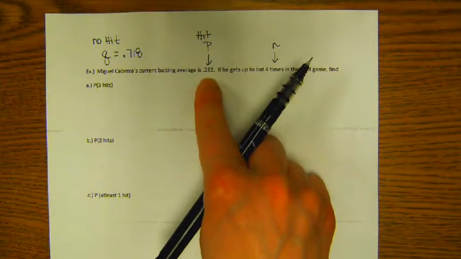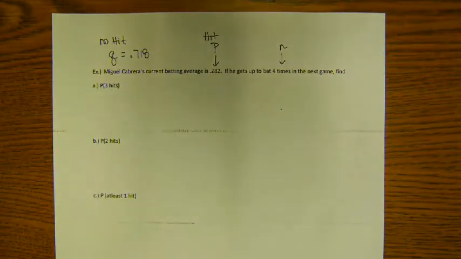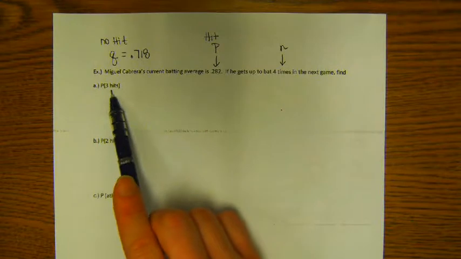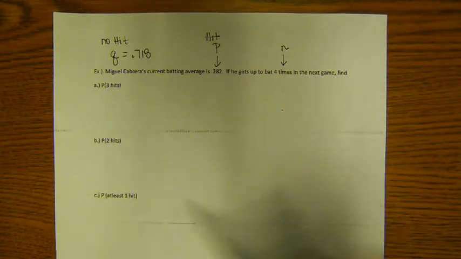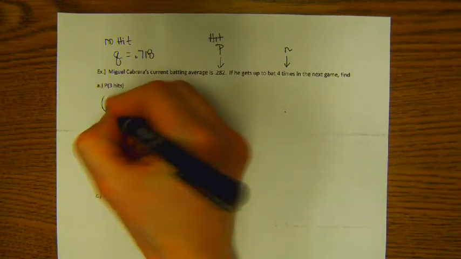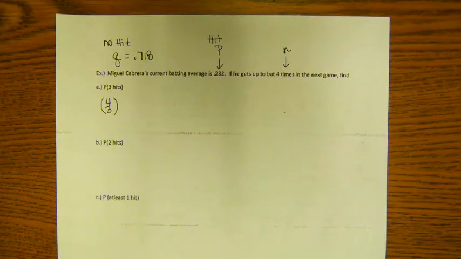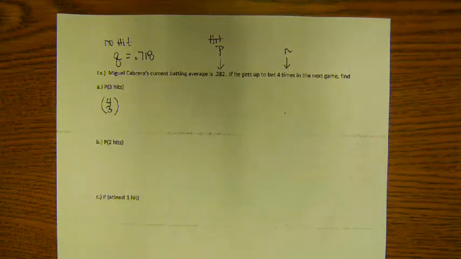Let's apply it to 3 hits. What's the probability that he would get 3 hits? So how many trials are there? 4. This is the number of successes. This is like my R in the formula. So I have to first count the ways. That's going to be 4C3, because there are different ways that he can get 3 hits in 4 at-bats.